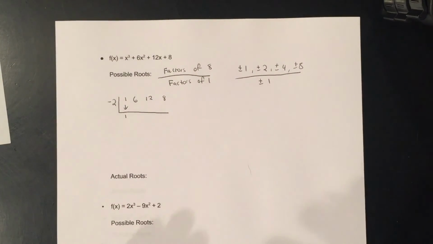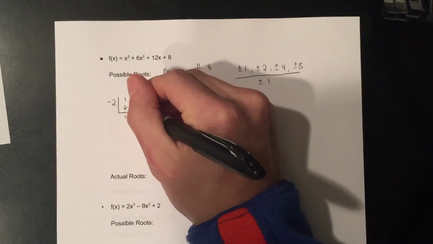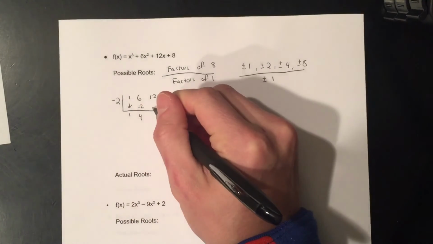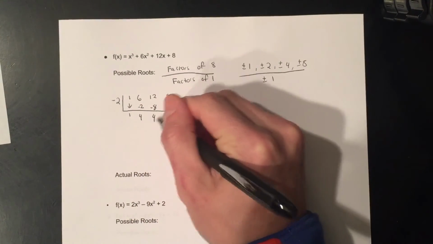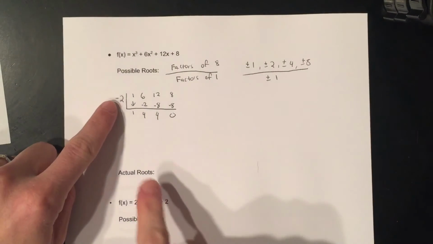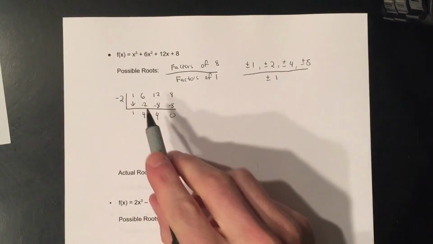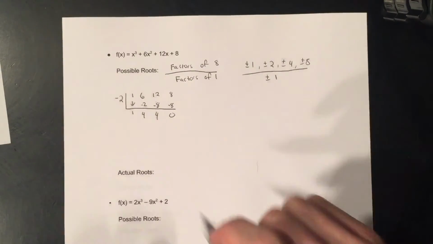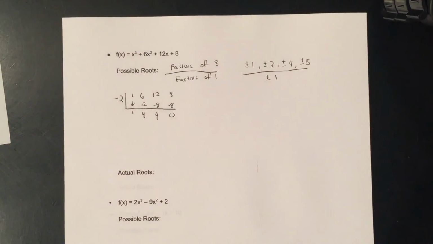You guys can see how important synthetic division is. That's why I had you practice it on Monday. So perform our synthetic division. This is what we get as a result. And it's -2 times 1. That's what gives us this -2. Add them together, we get 4. -2 times 4, get -8. Add those together, we get +4.